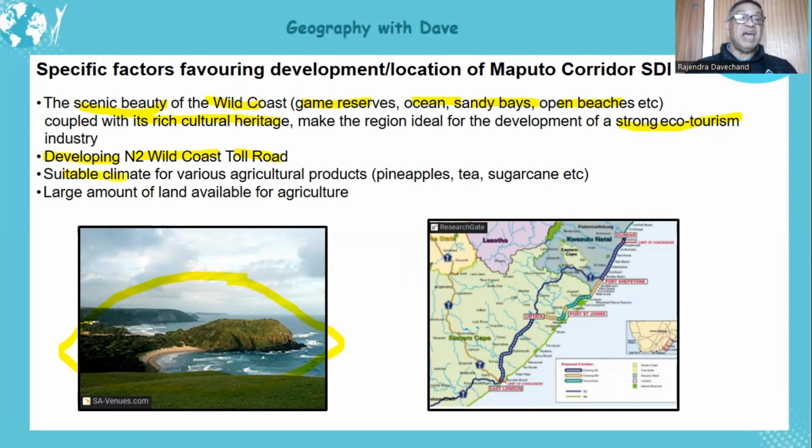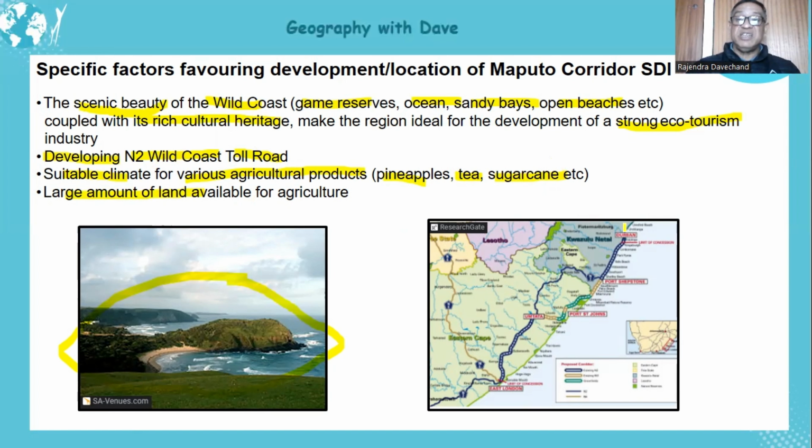A suitable climate for various agricultural products, and the list is endless, all right, because of the climatic conditions. And of course, pineapple. Look at this variety here: pineapple, tea, and sugarcane. I've taken three different products. It tells you all this can be grown there, and I've left etc. because there are so many of them. And a large amount of land is available for agriculture in this area that can be used.